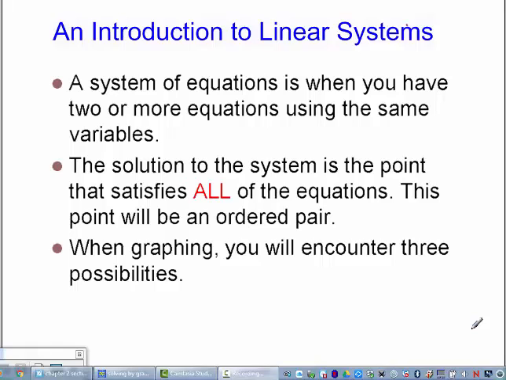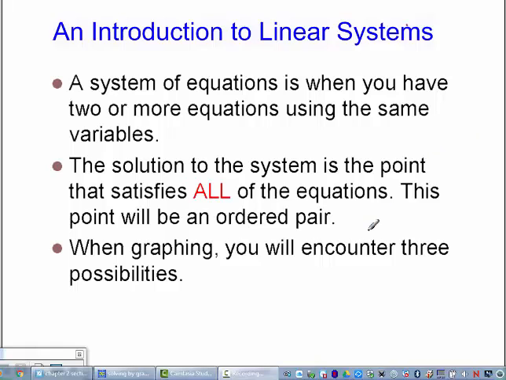Today, we're going to learn about systems of equations. So this is an introduction to linear systems. A system of equations is when you have two or more equations using the same variables. The solution to the system is the point that satisfies all of the equations. This point will be an ordered pair.